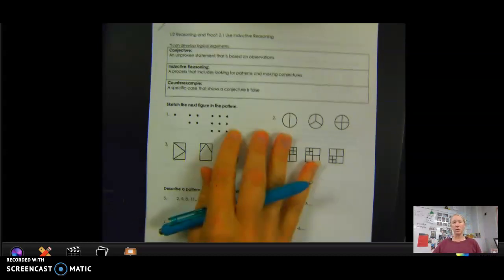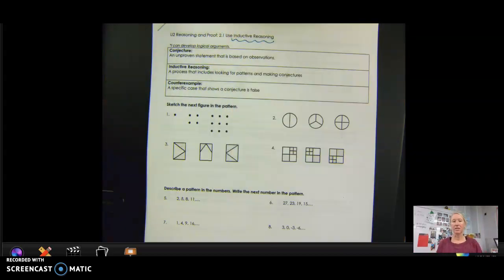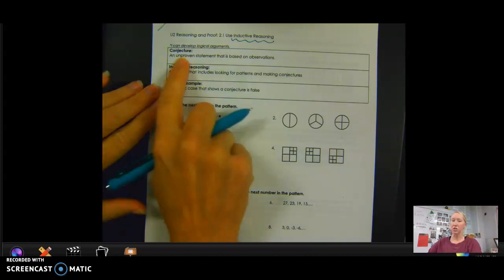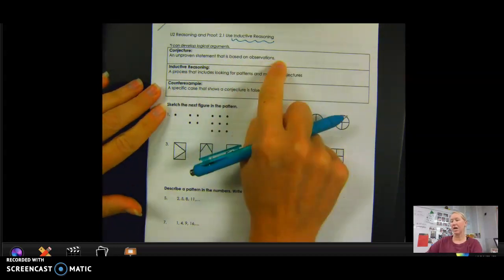Okay, so 2.1, we are going to talk about inductive reasoning. So in this unit, there are two different types of reasoning. There's inductive reasoning, and then there's going to be deductive reasoning. So inductive reasoning we're going to use or talk about today, okay? Conjecture. A conjecture is an unproven statement, but we base it on observation.